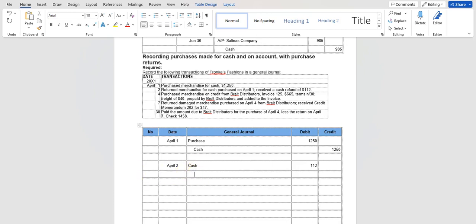Okay. And then we need to decrease our purchases. Okay. And we're going to do that by going to our purchase returns. And that's going to be our purchases, our purchase returns and allowances. We're going to credit that account. All right. We won't go and touch our purchase account. We'll credit our purchase returns and allowance account for the $112.